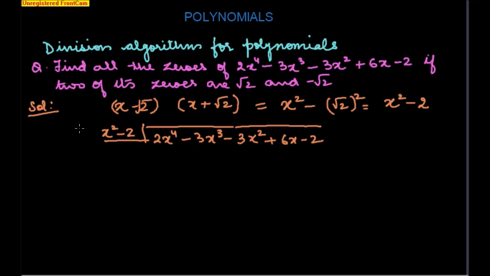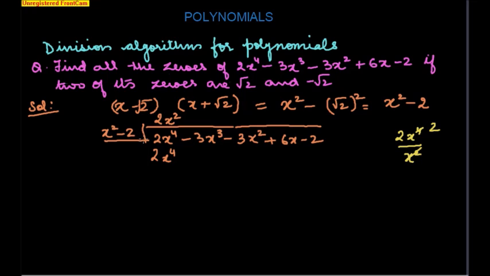So now again, if you see, the first term here is 2x to the power of 4, and the first term here is x square. When you divide this, you get 2x square. So we write down the first term in the quotient, which is 2x square. Now multiply 2x square by x square and we get 2x to the power of 4.